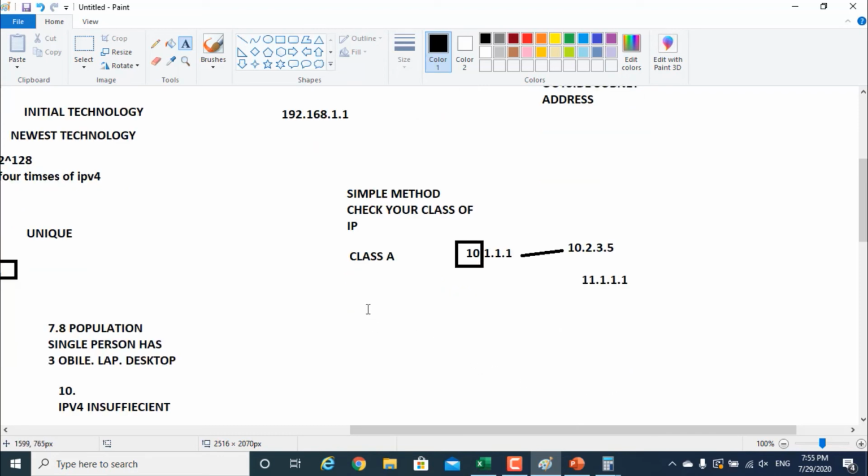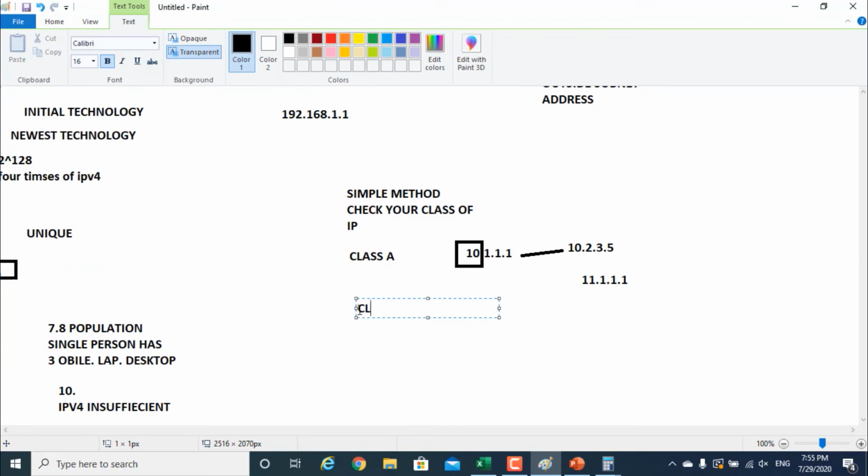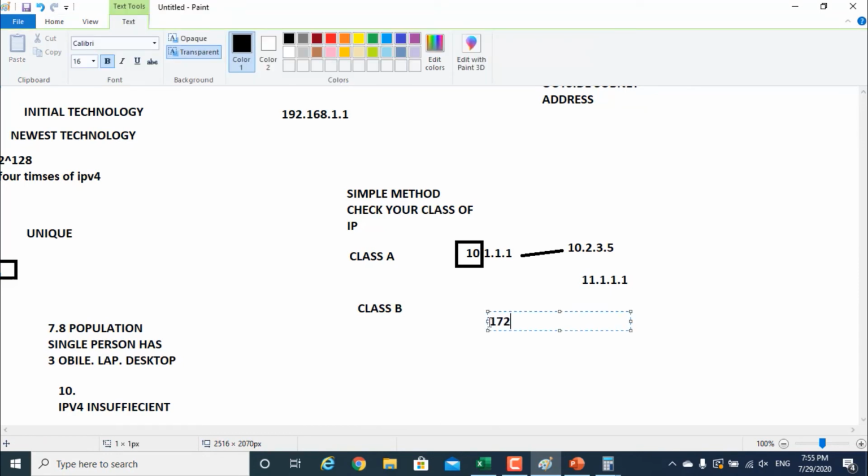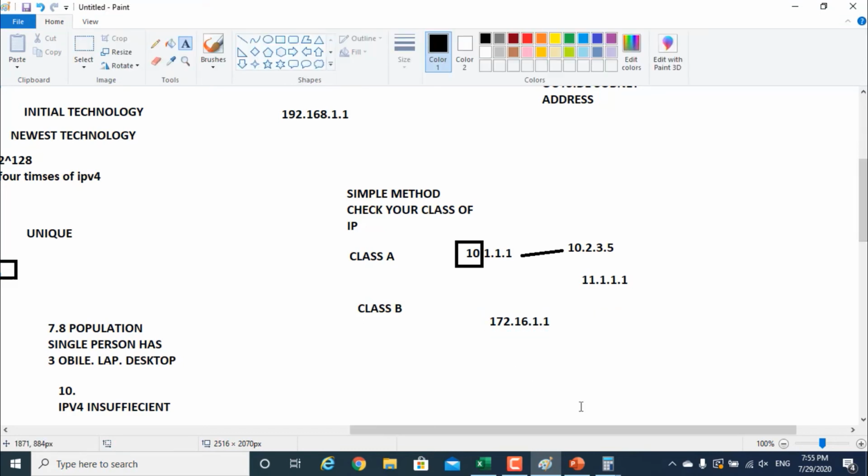Okay, so if your IP is from class B, for example 172.16.1.1, in this case both of the first two octets must be common.